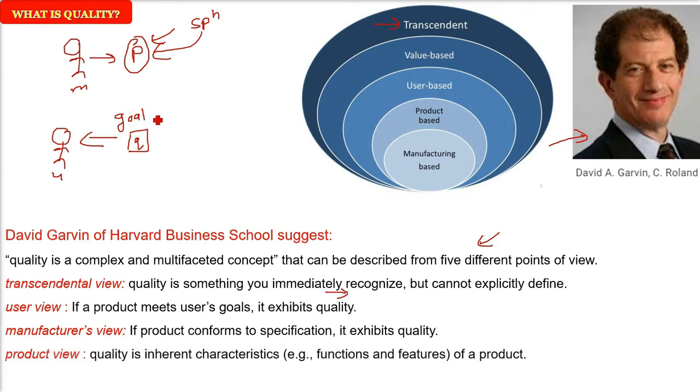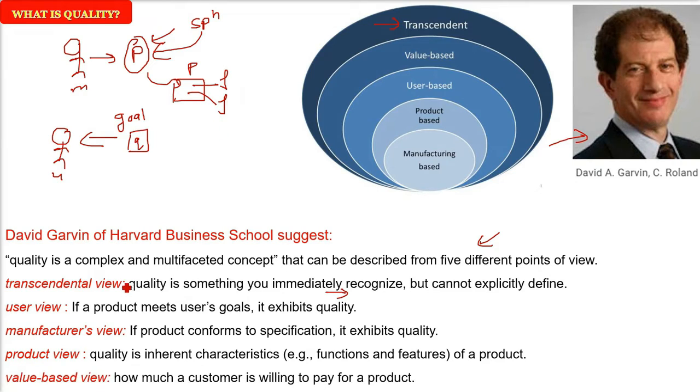What is the product view? See, if the product is solving a certain problem, quality is there, if certain inherent characteristics are in the product, and if all these functions and features are there, the quality is there. This is the product aspect. The functions and features it is fully fulfilling. Then coming to the value-based view, that is how much the user is going to pay for it. If the user is paying without thinking, then it is showing good quality, the product. Otherwise, if the user is not paying, it may not be a good quality product.